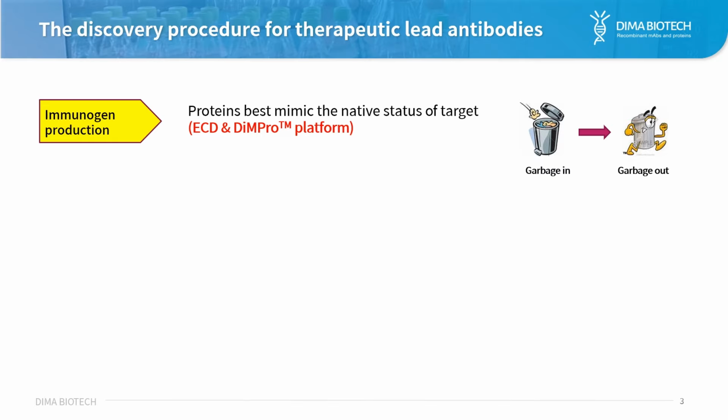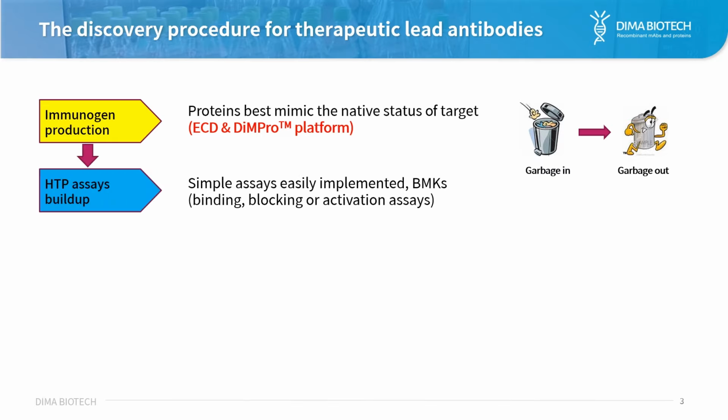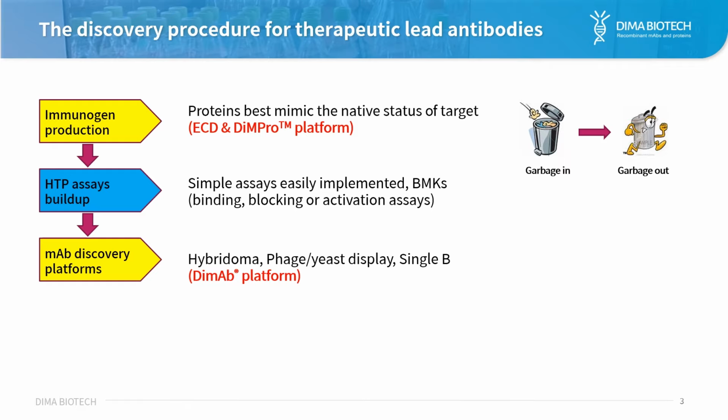The second step is to build a high-throughput assay platform. A good, easy implemented assay can help us find the best antibody during the screening process. The third step of the discovery is the most tedious step. In this step, we need to develop and find as many antibody molecules as possible for the downstream screening.